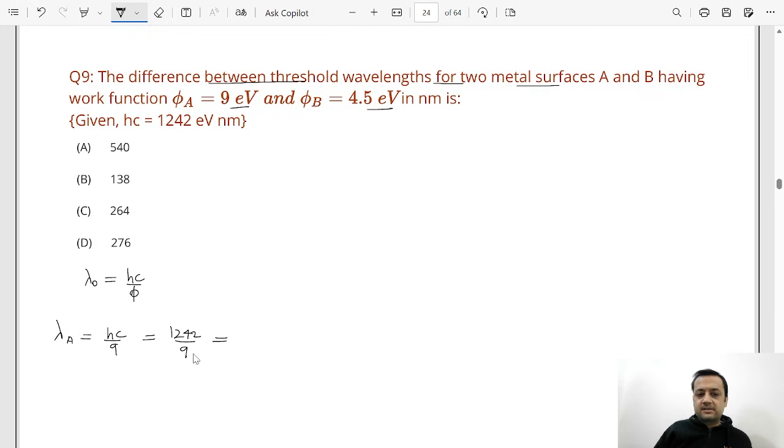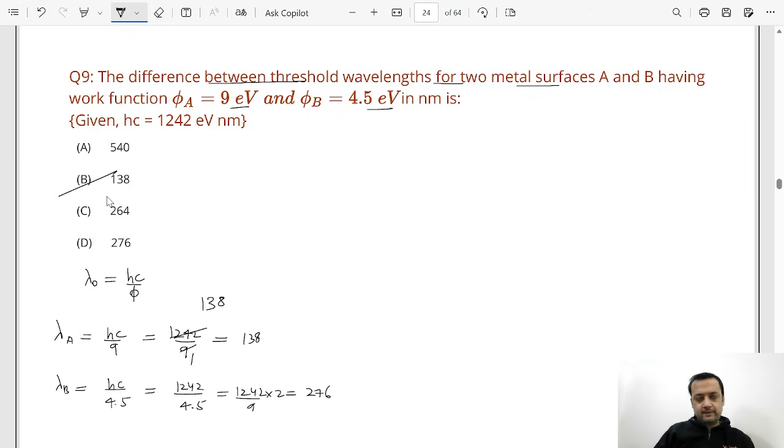So how much does this become? 9 into 1 is 9, and 3 4 is 9... 9 into 3 is 27, and 72, so this becomes 138. Similarly, lambda B will be hc upon 4.5, so this will be 1242 upon 4.5. 4.5 can be written as 9 by 2, and since the earlier value was 138, this will become 276. So what is the difference? The difference will be 276 minus 138, which is nothing but 138. I hope you would have understood.